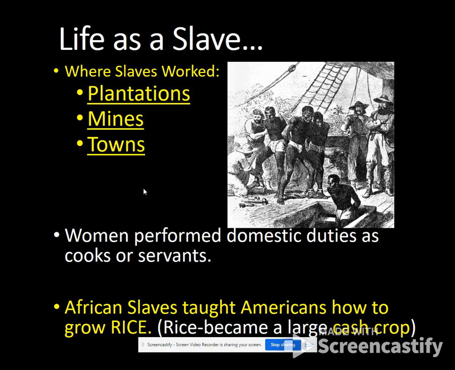Women performed domestic duties such as cooks or servants. And then the African slaves taught the Americans how to grow rice. Rice became a large cash crop in America. They had learned how to grow it in Africa, so they were able to bring that experience over. They come to the New World in the 13 colonies and show their plantation owners, hey, this is how you grow rice. And it became effective.